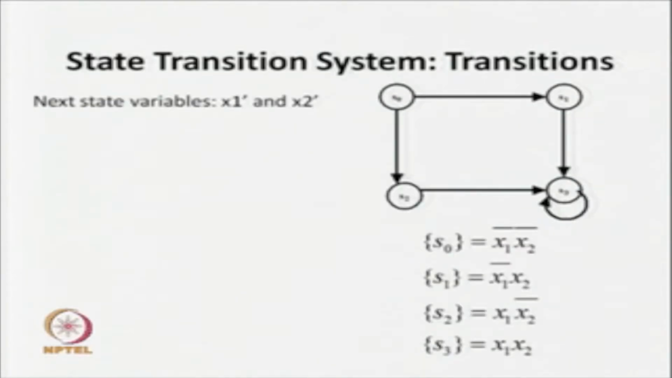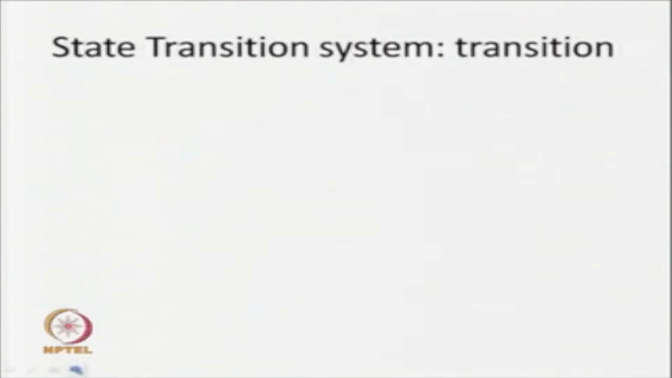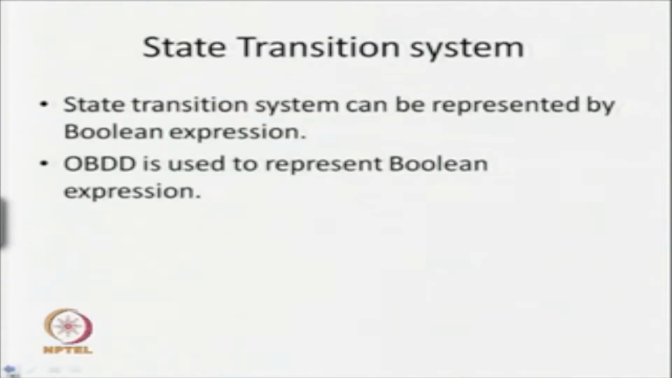You see that these are the states, and x1 and x2 are used to represent the states; you can say these represent the present state. Then we use next state variables as well, x1 prime and x2 prime. x1 prime corresponds to variable x1 and x2 prime corresponds to variable x2. With the help of these 4 variables, we are going to represent those transitions. So, how are we going to do this?